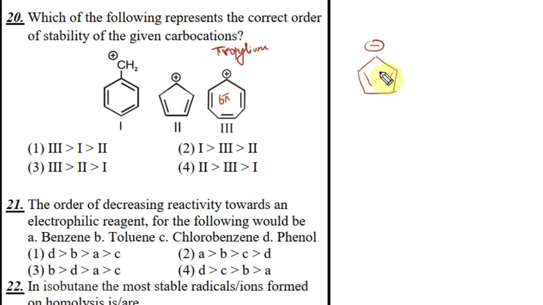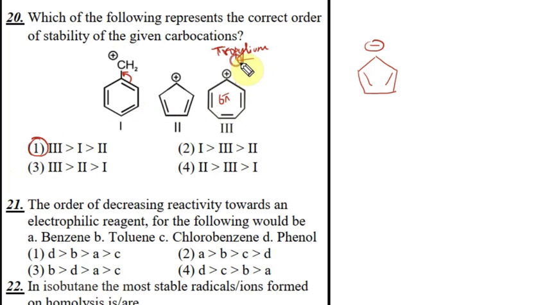2, 2, 2, 6 pi electrons. So the cyclopentadienyl carbanion is aromatic. Tropylium is aromatic, but this is not aromatic. Okay, this is actually anti-aromatic. We'll worry about that later. But at least I know that this is not really good, whereas this one is benzylic. Benzylic means it can be stabilized through all these. So my 3 is better than 1, which is better than 2.